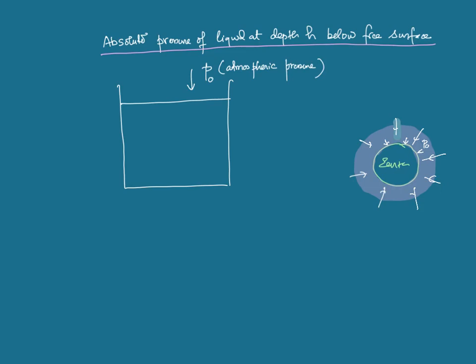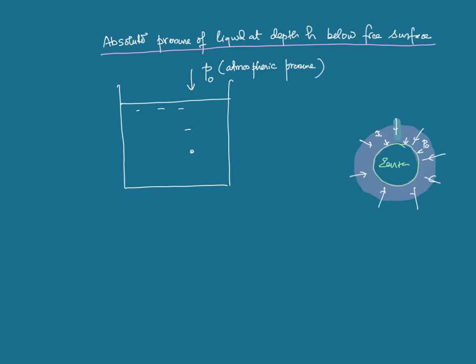As you go above the surface of the earth, obviously the atmospheric pressure will decrease because you have lesser atmosphere on top of you. So here, at the surface of the earth, the atmospheric pressure is P naught, right? So that will act on the free surface.